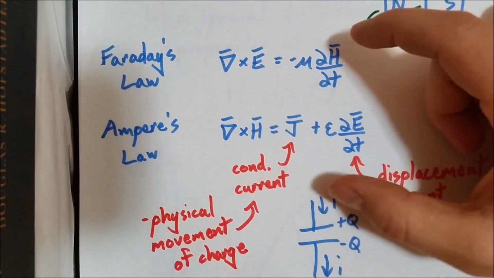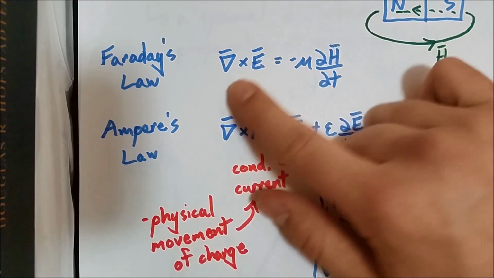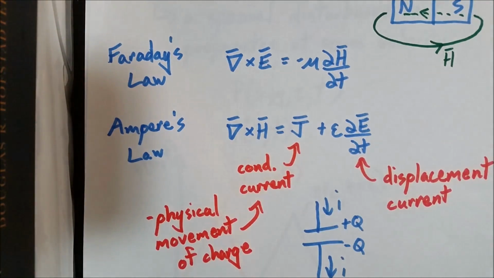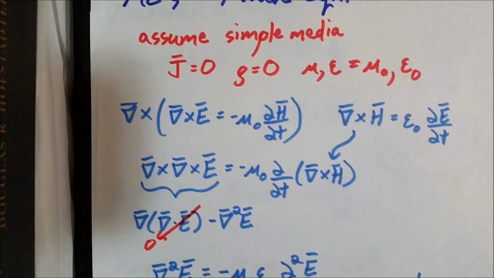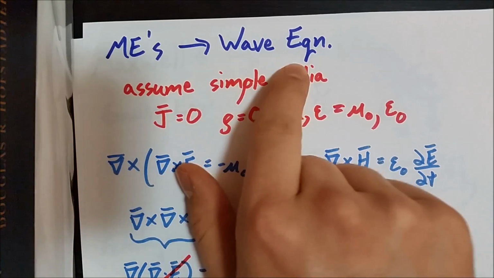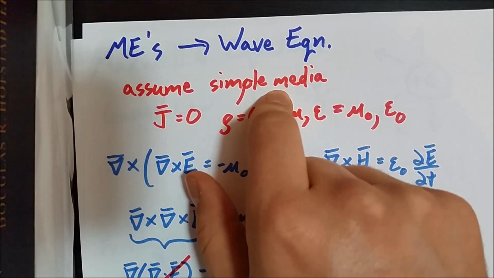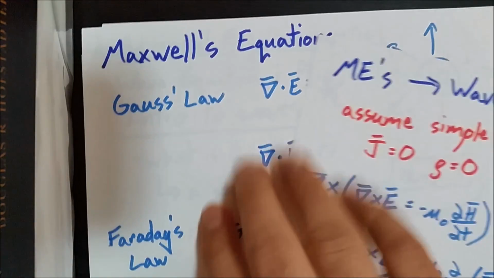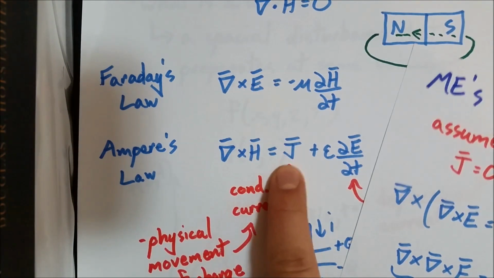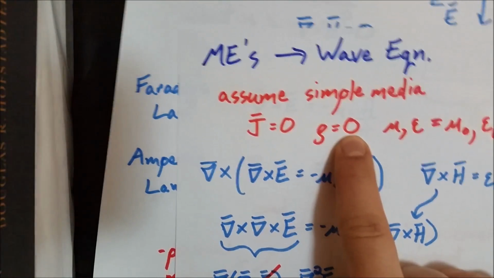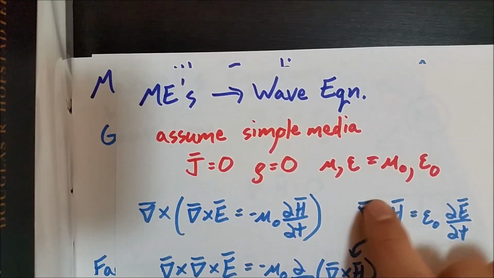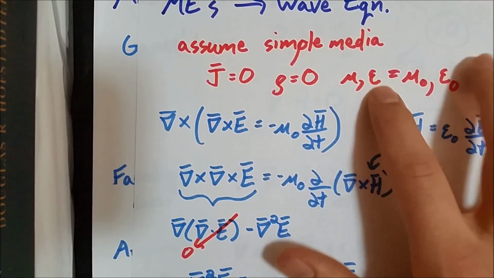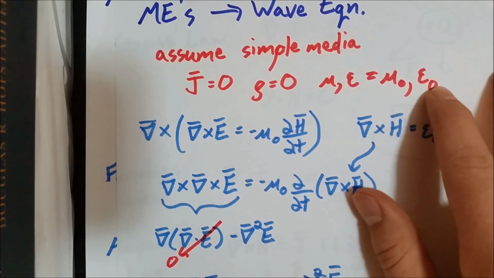Now, the two terms that we're most interested in are Faraday's law and Ampere's law when it comes to wave equations and plane waves. We start with the assumption, in order to move from Maxwell's equations to the wave equation, that we're going to assume simple media, which in Maxwell's equations means we assume J, the conduction current, is 0. We're going to assume there's no charge density, so the divergence is 0. And we're just going to assume that the permeability and permittivity are that of free space.